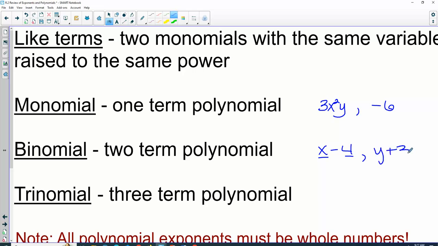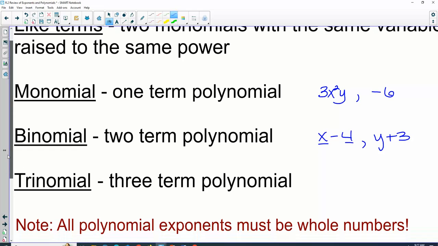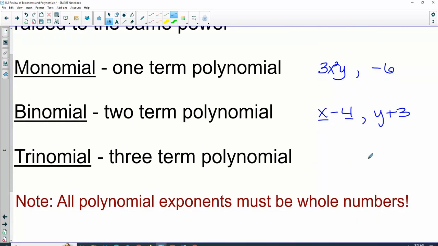Y plus 3. All right, trinomial, 3 terms. You guys probably remember these from all of your factoring days. Give me a trinomial. 2x plus 3 minus 5. Is that what you said? 2x plus 3 minus 1. That's 3 terms. If I said a squared plus 2a plus 7, 3 terms.